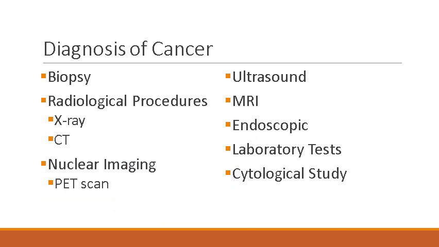Diagnosis of cancer. Biopsy is the most accurate way to identify cancer. So until there's a biopsy done, it's not really confirmed. So let's say that someone has a CT or X-ray or some sort of imaging done, and there's a suspected area that looks suspicious of cancer. That area has to be biopsied in order for it to be completely confirmed. So that's really important.